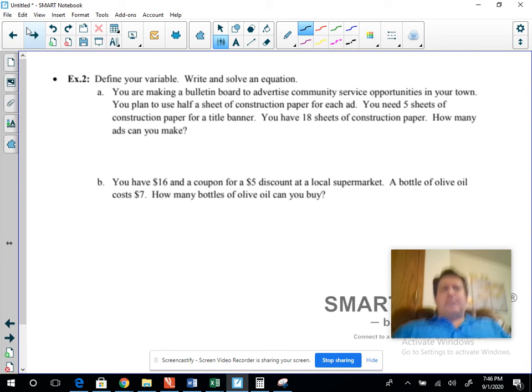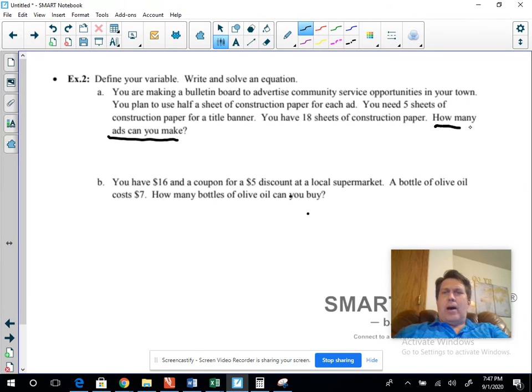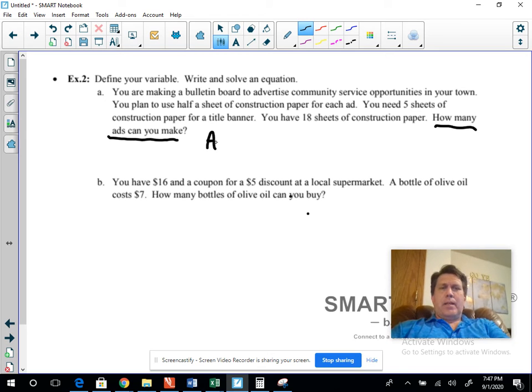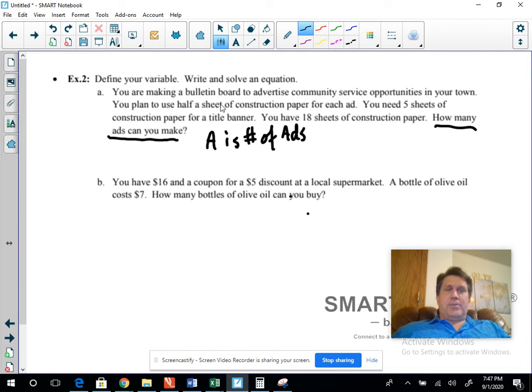All right, next section, we've got some word problems. We've talked about those in class. It says define your variable, always something we want to do. So I'm going to look ahead. It says how many ads can you make? So I think we're looking for how many ads. So A is the number of ads. We're going to try to write an equation with an A in it. I use a capital A. You could use a lowercase a.